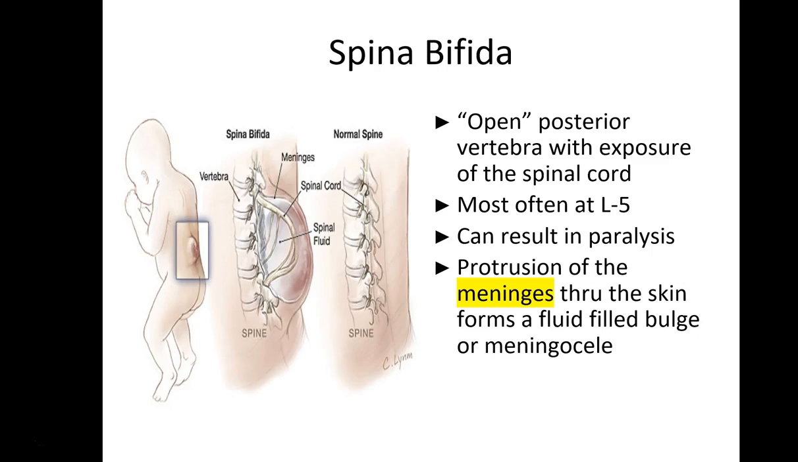and it's thought that a diet rich in folic acid would help prevent spina bifida. A woman who is planning a pregnancy should take folic acid for at least 3 months before conception and then continue that folic acid during their pregnancy. And again, in spina bifida, you have a protrusion of the meninges through the skin, and it actually forms this fluid-filled bulge called a meningocele. And you can see kind of an enlarged diagram here.